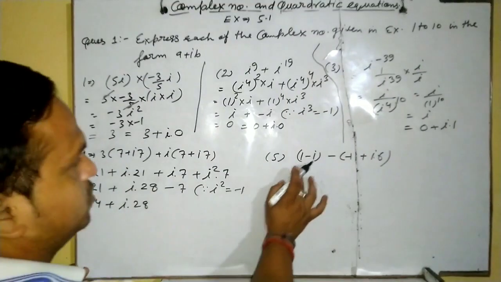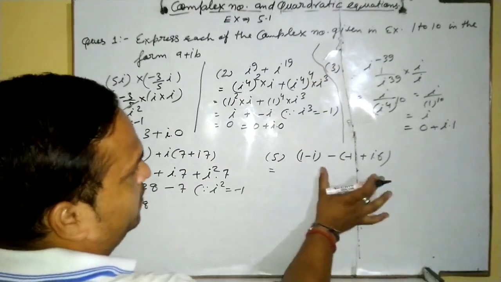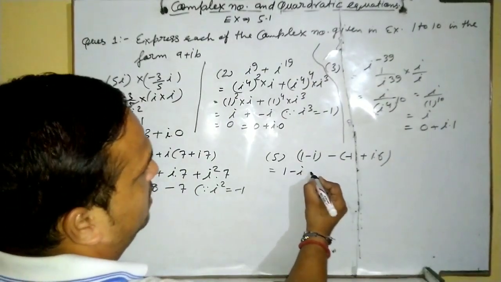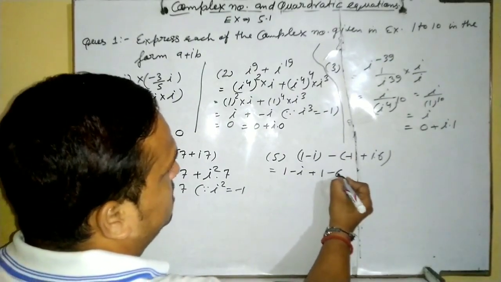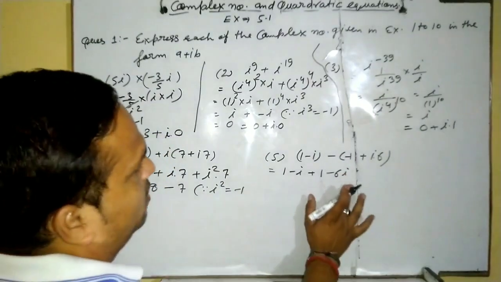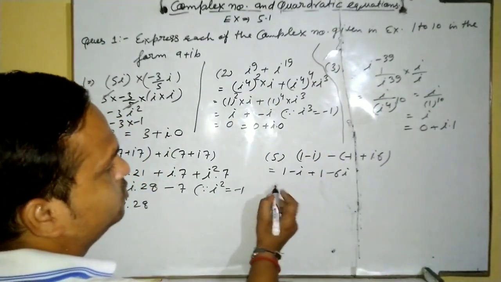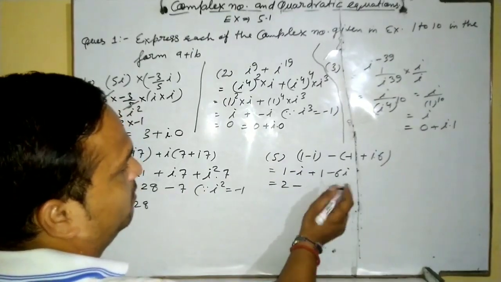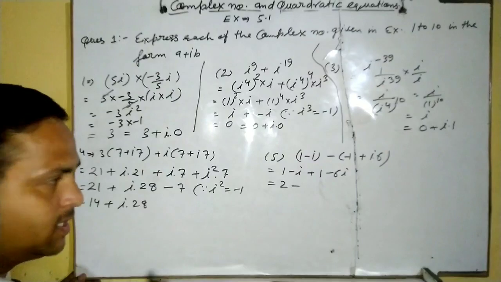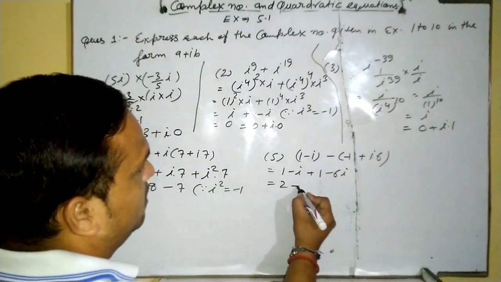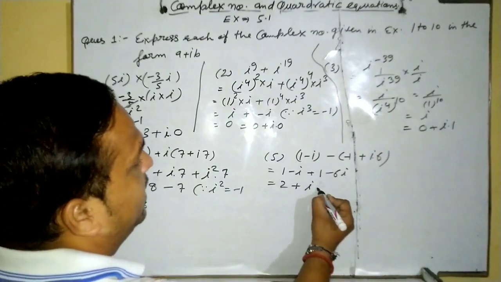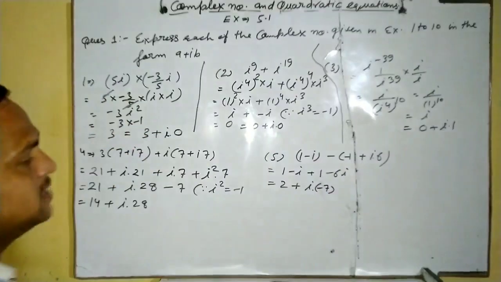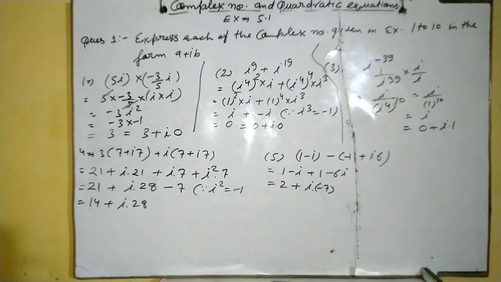This will be question number 5. Just open the bracket. 1 minus i plus i plus 1, sorry, minus plus, and minus 6i. 1 and 1 becomes 2, and minus 6 minus 1 becomes minus 7. So we can write this in a plus ib form as 2 plus i in bracket minus 7, so 2 plus i(minus 7). This is up to question number 5.